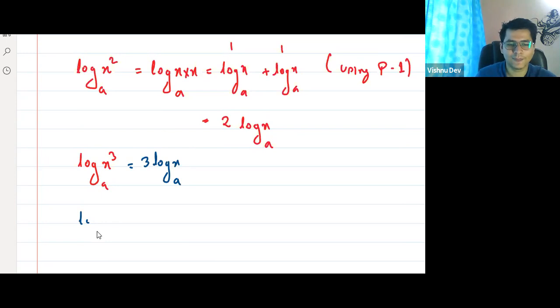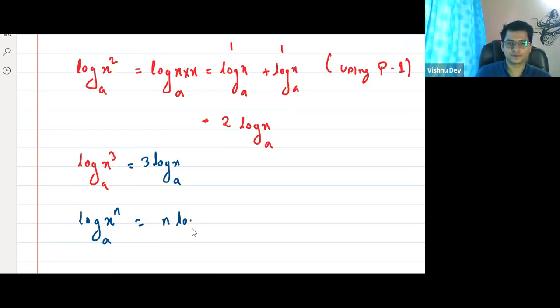What about this, log x to the power n base a? It is n log x base a. Yes or no? Did everyone understand this? This is property 3.